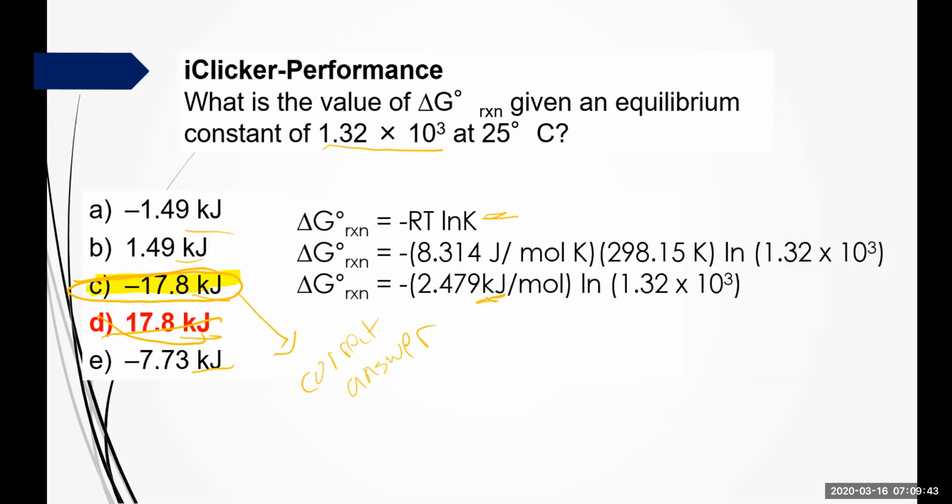And that's why it's important sometimes to just do a quick check, right? If I look at my K and my K is positive, then I should have known that my delta G naught was negative. And so I should have known right away that my answer shouldn't have been D. It should definitely have been C. So we're doing that.